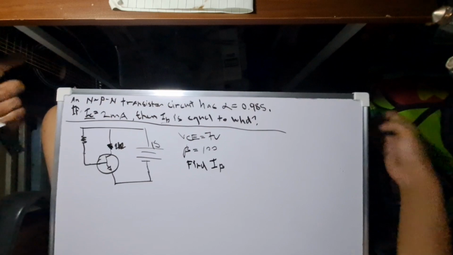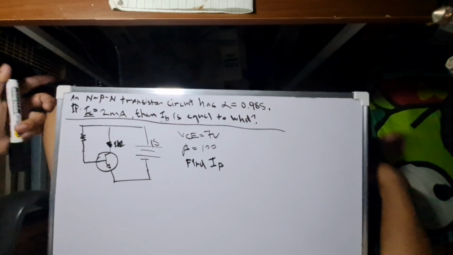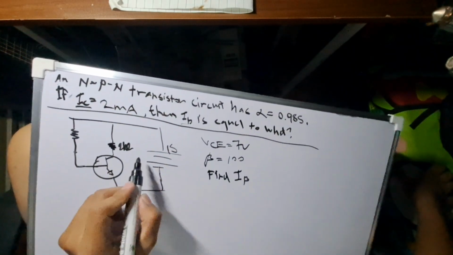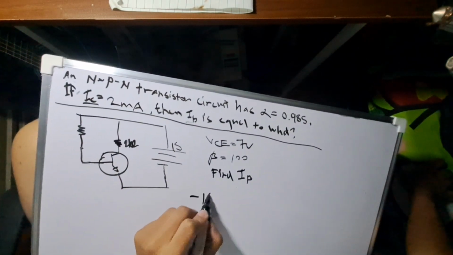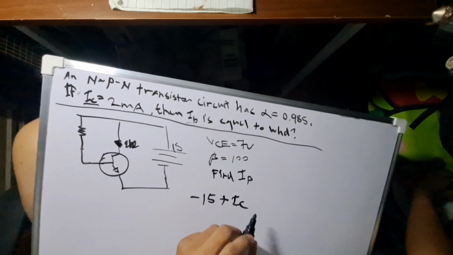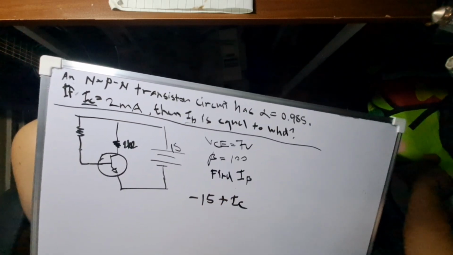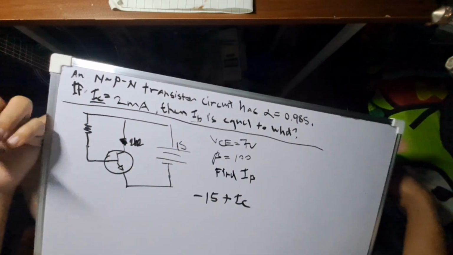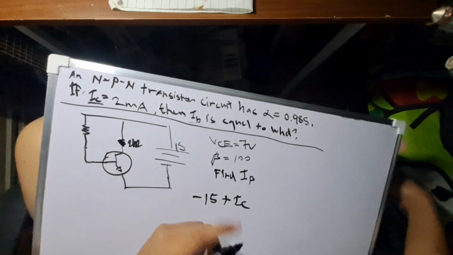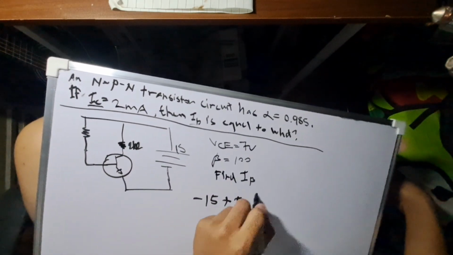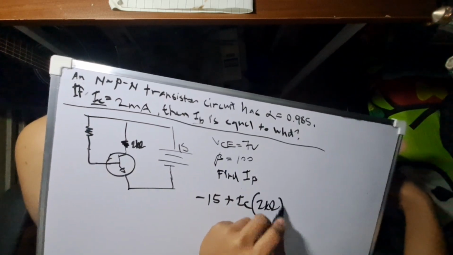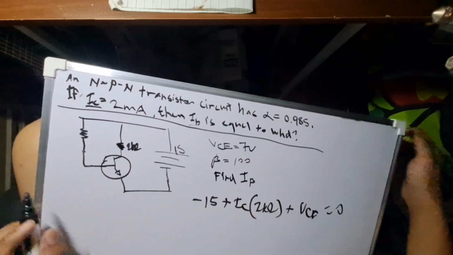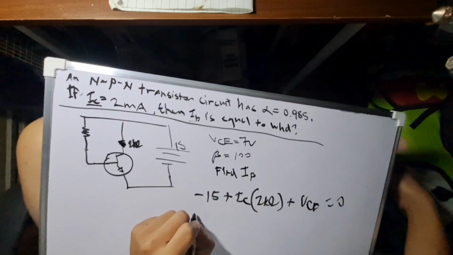Find IB. So, first of all, let's solve for IC muna. So, KBL tayo. We have a voltage source of 15. So, negative 15 plus IC. Bakit ba IC? Bakit ba tayo mag-diretso? So, if you can recall from a real problem nga, beta is in terms of IC and IB. So, IC times 2 kilo ohm plus VCE is equals to ground.